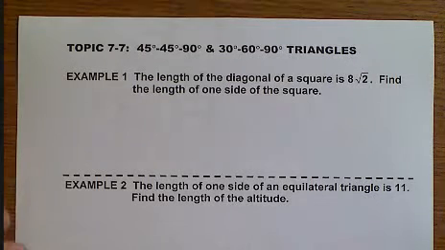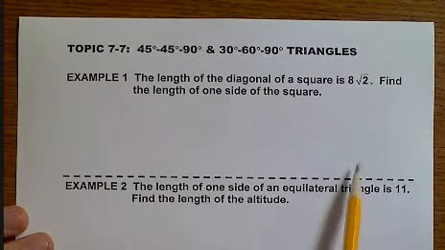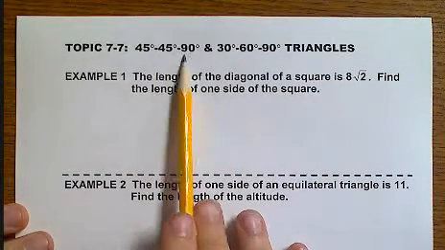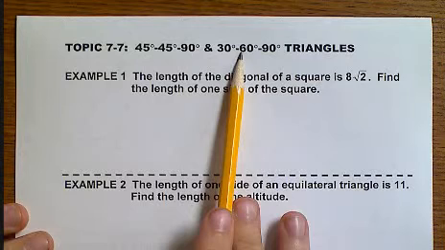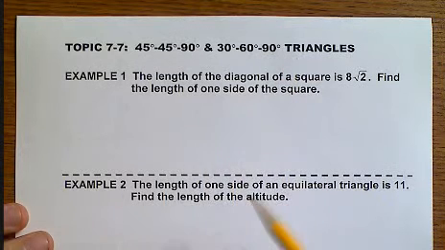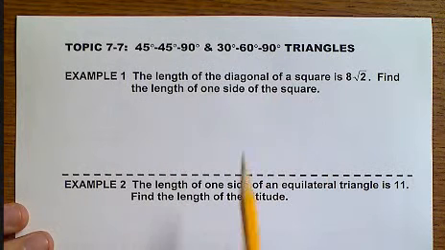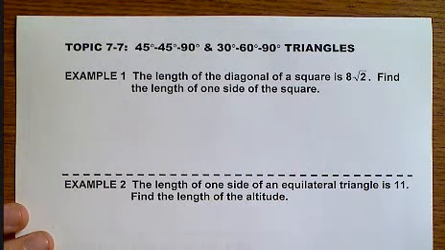Hello class, this is Geometry, topic 7-7. We are reviewing 45, 45, 90 and 30, 60, 90 triangles. However, this time we're given a description in words and we need to try to figure out which one they're talking about and how to find the length of that side. Let's go and draw our pictures.